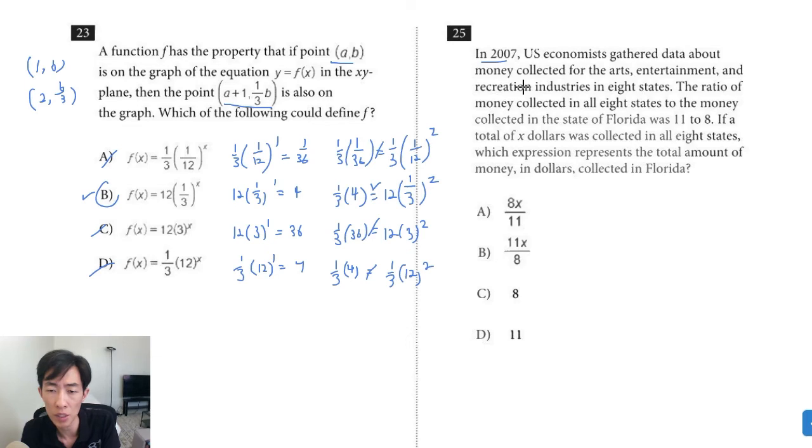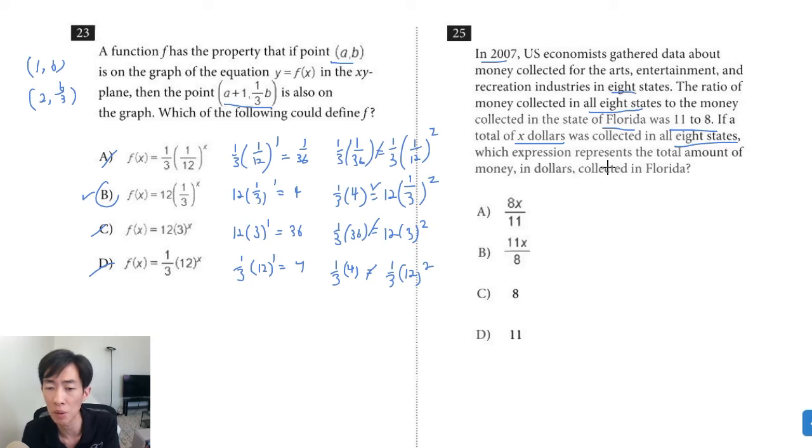Economists gathered data about money collected for the arts, entertainment, and recreation industries in 8 states. The ratio of money collected in all 8 states to the money collected in Florida was 11 to 8. Because there's a lot of people in Florida. If a total of, probably all the old people from New York go to Florida. I'm from New York. Anyway, if a total of X dollars was collected in all 8 states, which expression represents the total amount of Florida?